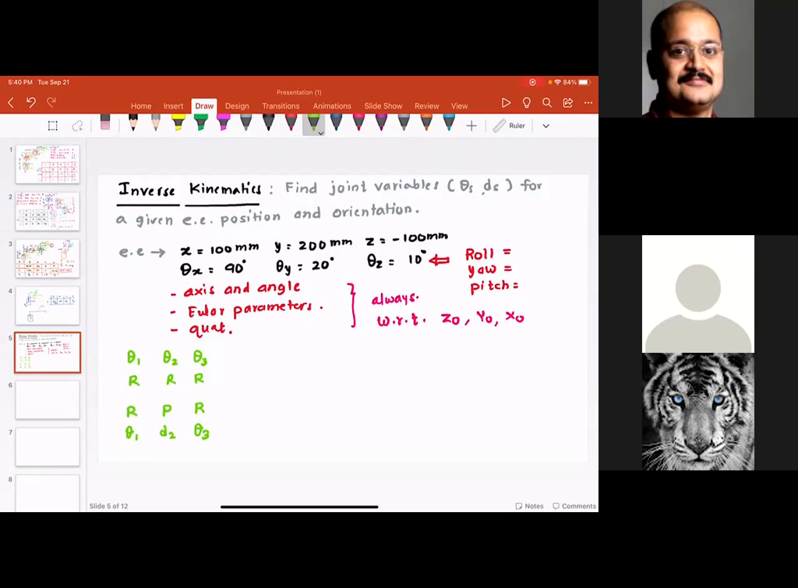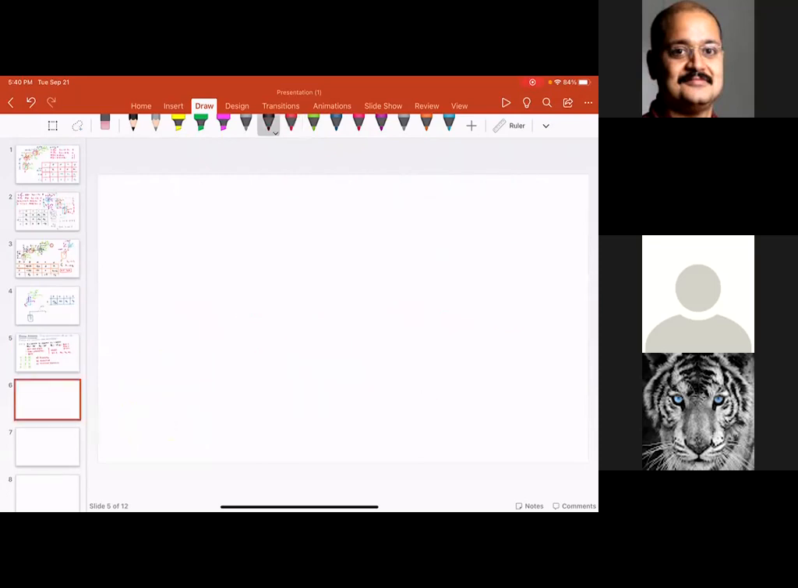There are two ways to solve this problem. One is a geometric approach. So the first approach is a geometric approach. And the second approach is analytical approach. And the third approach that usually is used is numerical approach. So let me give you a very quick example of a geometric approach.